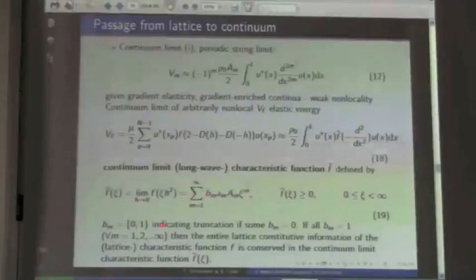Then you can have vanishing orders, so Bm accounts for the fact that you can have a truncation of constitutive information of the lattice. If you have this scaling, then Bm is 1. If you have a weaker scaling, then it can vanish, and the new continuum limit characteristic function must be such that elastic stability is maintained. So this also imposes a condition: not all Bm can be 0 simultaneously.